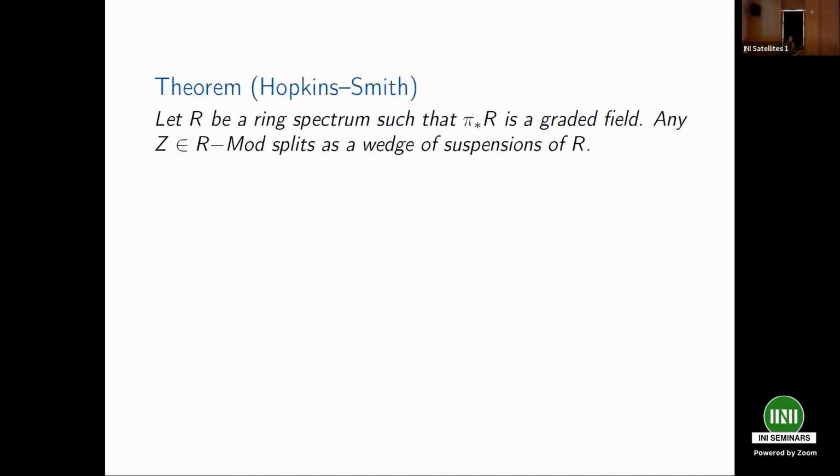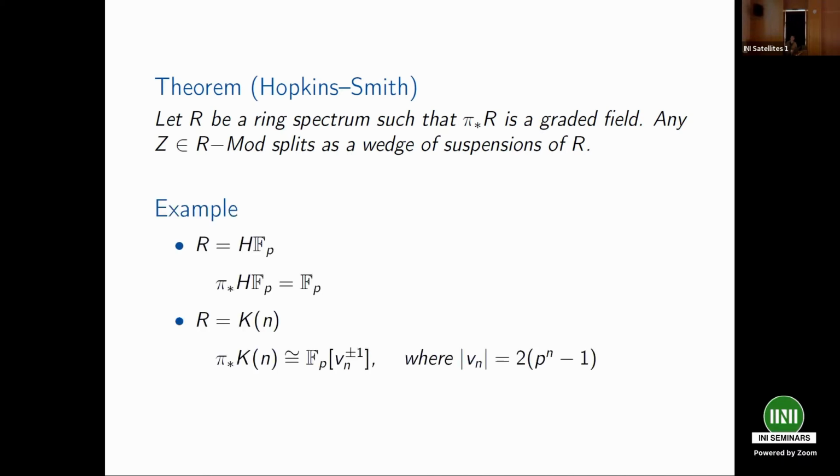In fact, more generally, Hopkins and Smith showed that whenever you have a ring spectrum, I don't even need commutative, whose homotopy is a graded field, meaning every non-zero homogeneous element is invertible, then take any module over that ring spectrum, and it's going to split as a wedge of suspensions of the thing. So for example, HFp, its homotopy is just Fp in degree 0. That's going to give us a graded field.